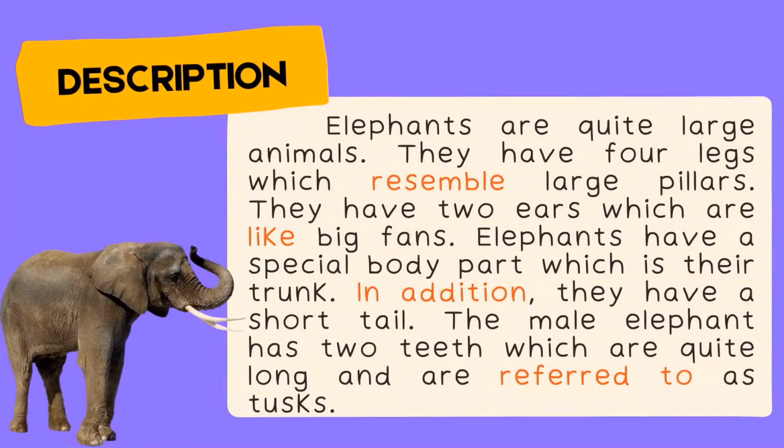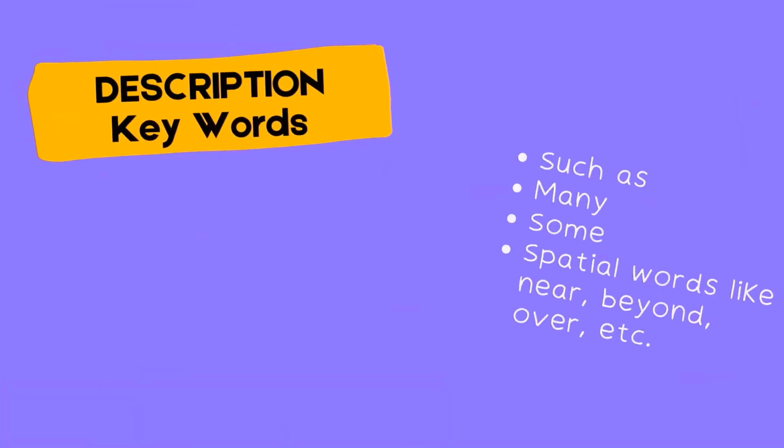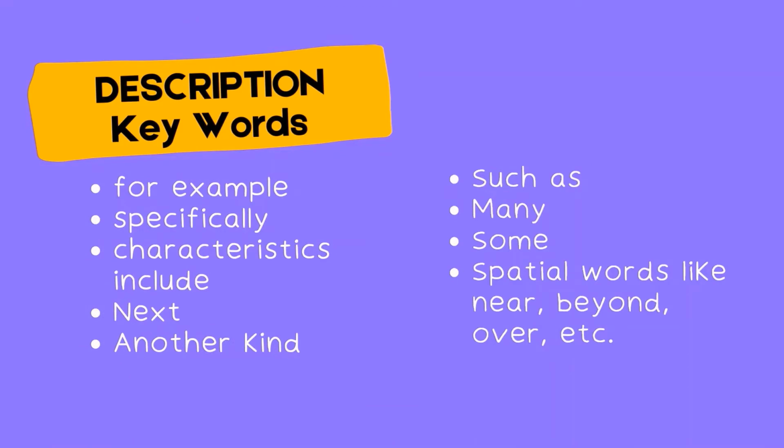You'll also see words such as resemble, like, in addition, and referred to in description text like this. Other keywords that you may look for are for example, specifically, characteristics include, next, another kind, such as, many, some, and words like near, beyond, over, and etc.